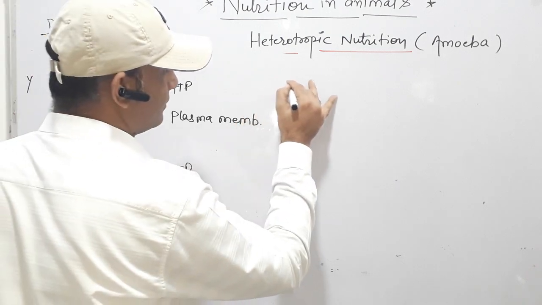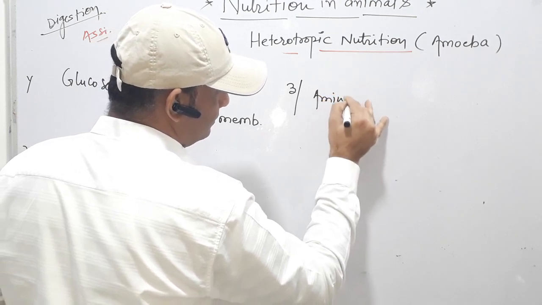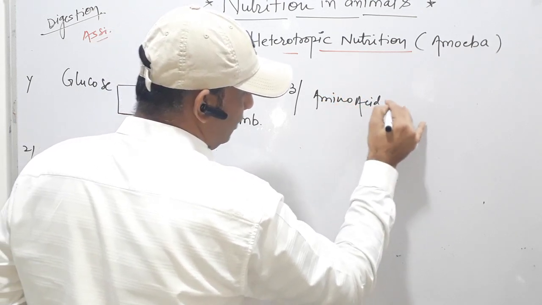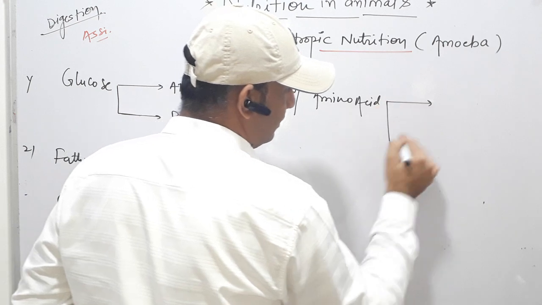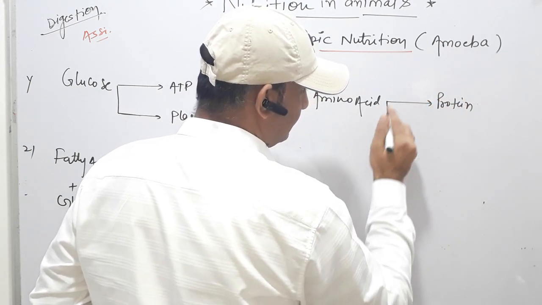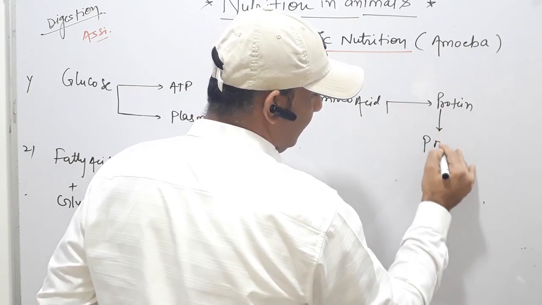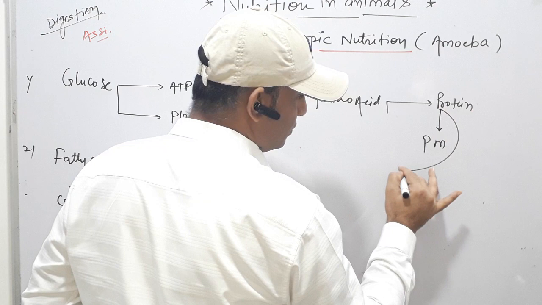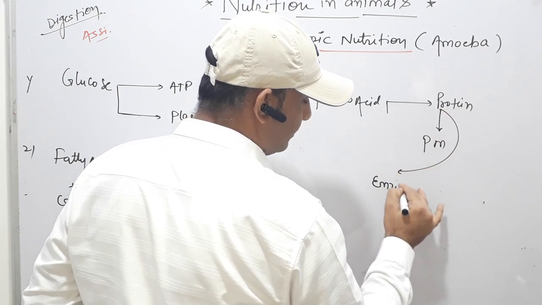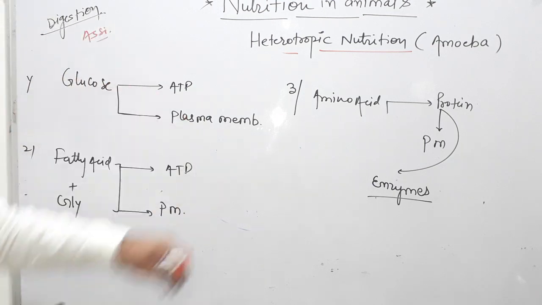Third, amino acid is used for the formation of protein. This protein is used for the formation of plasma membrane. This protein is used for the formation of enzymes. So here the process is called assimilation in amoeba.